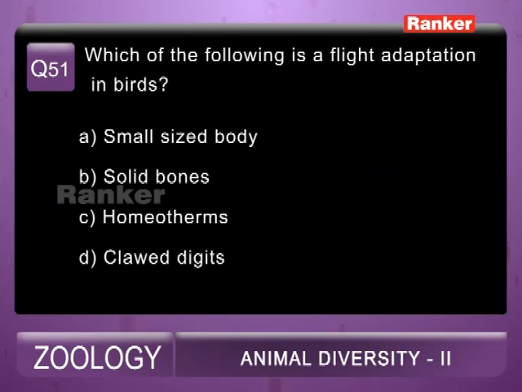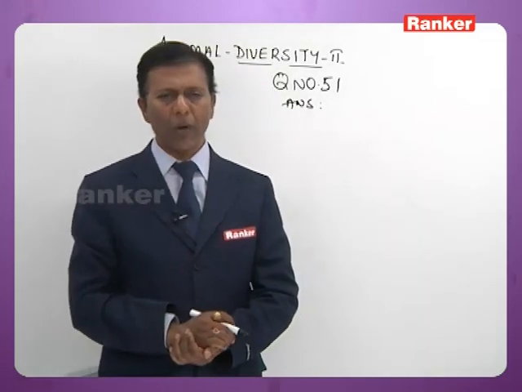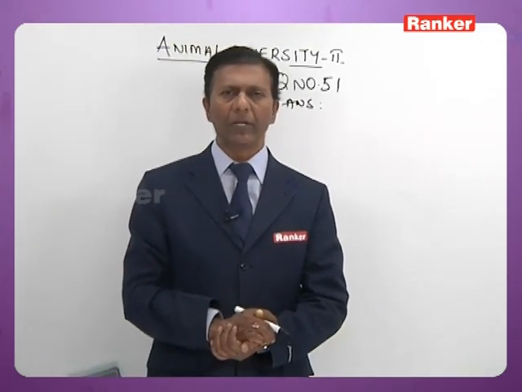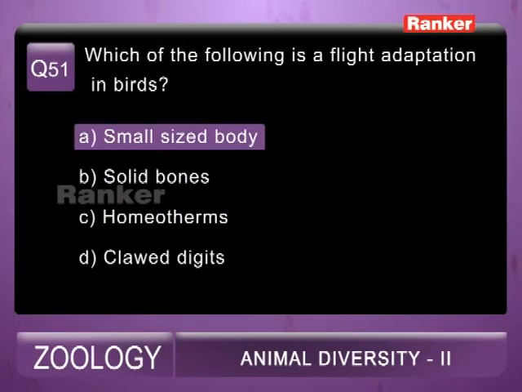Now 51 question here now. I shall read the question for you. Which of the following is a flight adaptation in birds? A. Small body size, B. Solid bones, C. Homeotherm, D. Clawed digits. Among these options the correct answer would be small sized body. Because of small sized body they can fly easily without any restriction. So 51 question correct answer is A.